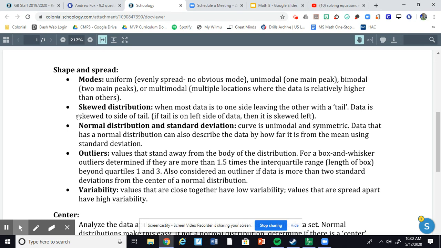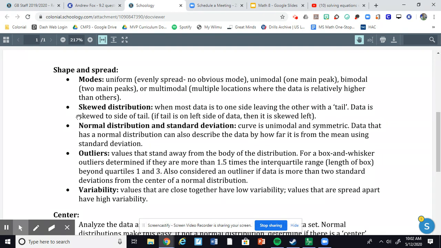Okay. Normal distribution and standard deviation curve. The curve is unimodal and symmetric. The data shows a normal distribution. So it's showing the perfect curve, and you describe what it means using the standard deviation.